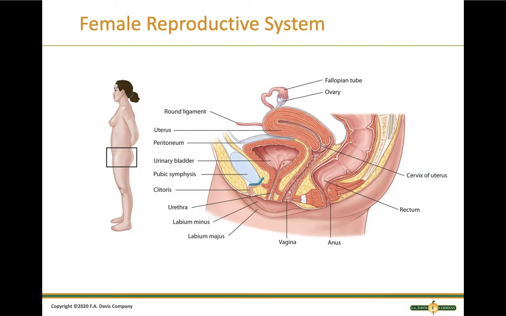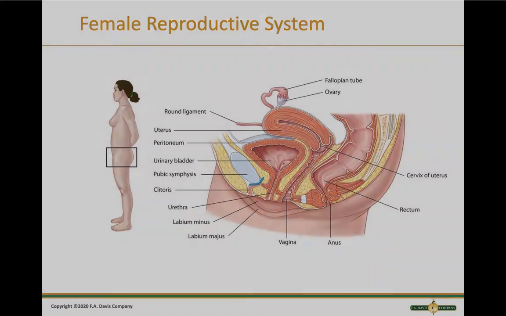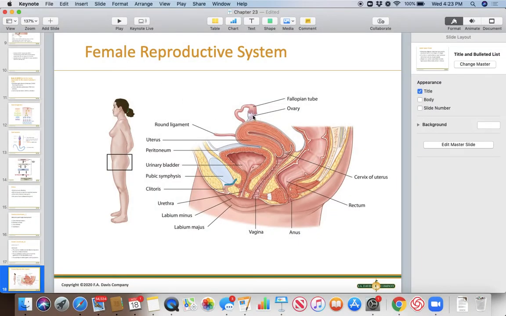Alright, next we're going to look at the female reproductive system. So we need to know first the function of the ovaries. Here's an ovary, there's one on each side. Two functions really: they make the eggs and they also produce estrogen, so very similar to the testes in males.